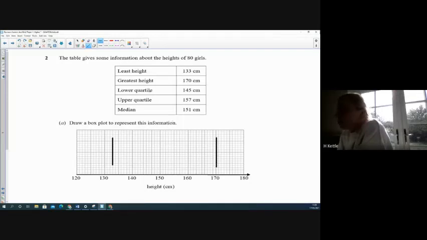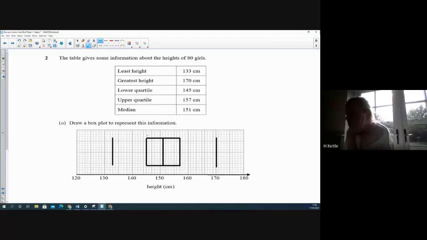The lower quartile, now that's 25% of the way through the data. That's 145, so 1, 2, 3, 4, 5. 157 is there for the upper quartile, and the median is 151. Okay, so those are all my key pieces of data, and we do lines, and we make the middle 3 into a box, the median, the upper quartile, and the lower quartile.